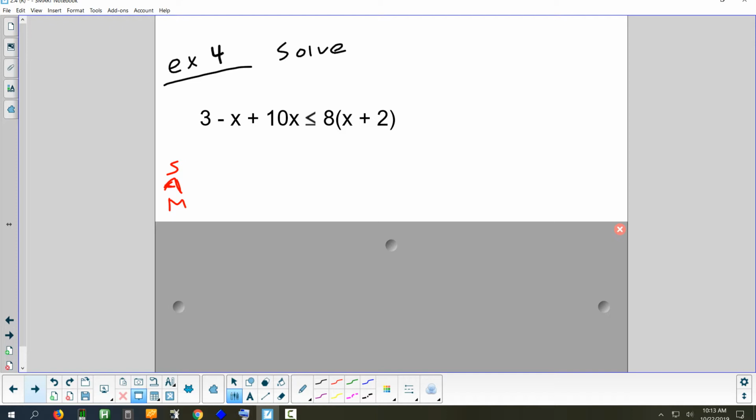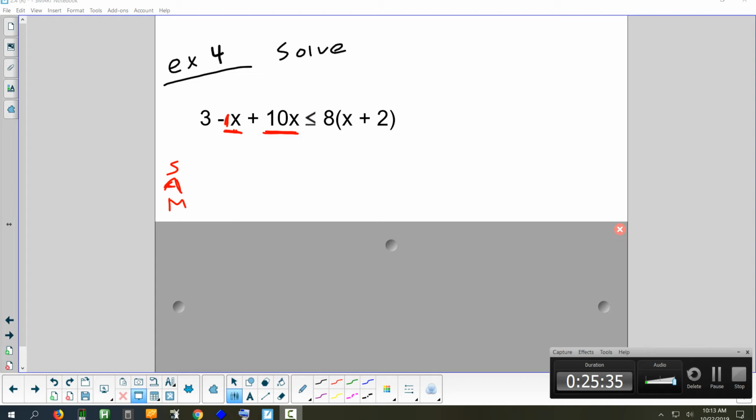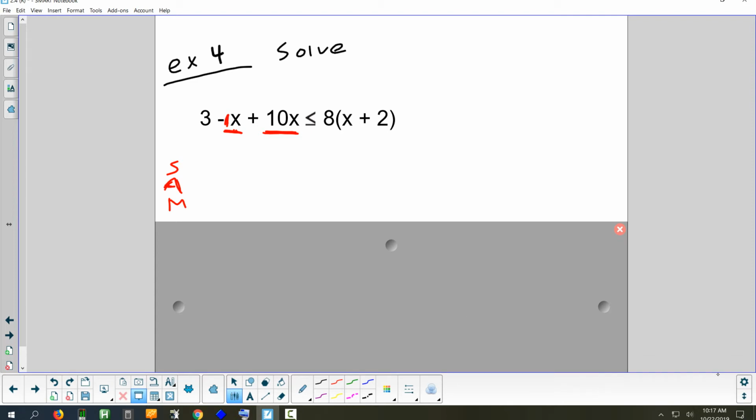What would you do with like the 3 minus x? Well, 3 is a number, minus x is a letter. Those are not like terms, so nothing. So there's nothing you can do with these two, but there might be something you can do with those two. Right? That's like a negative 1x and a positive 10x. Those are like terms. See if you can deal with that first. And then we'll take a look at it.